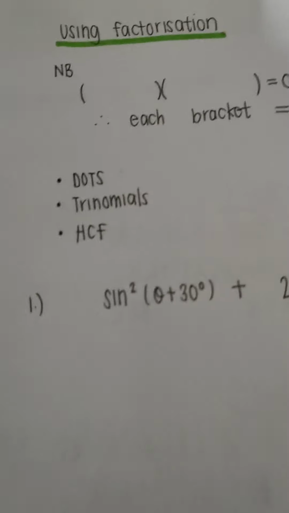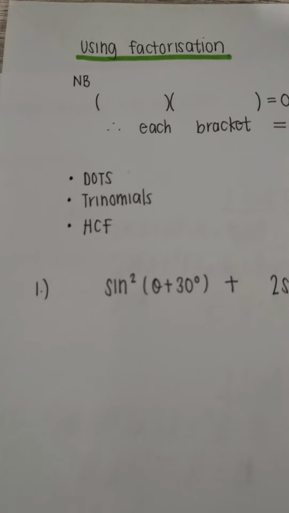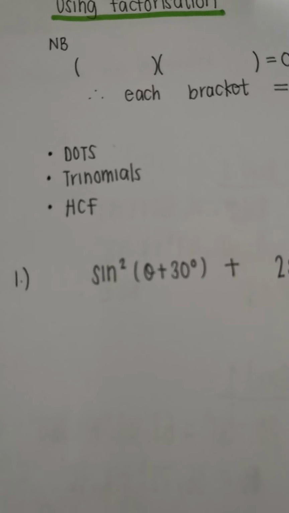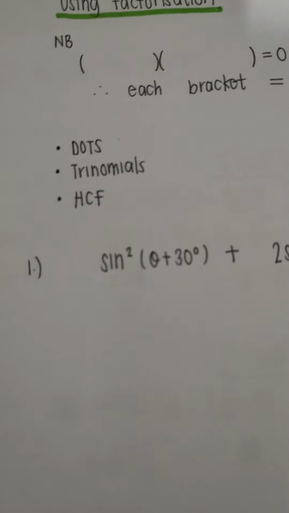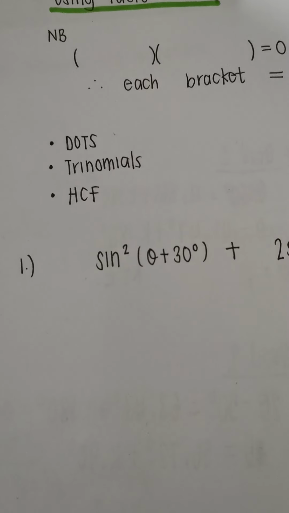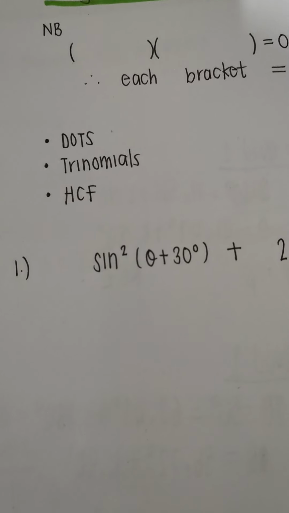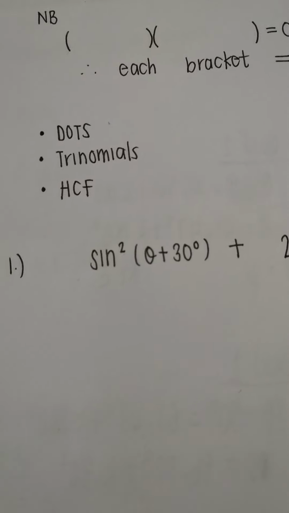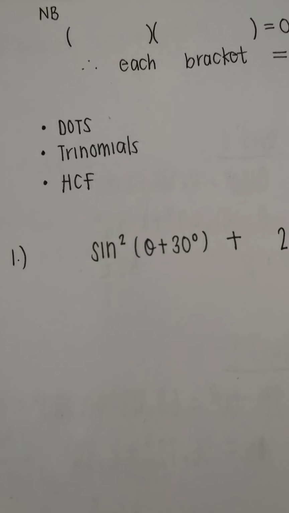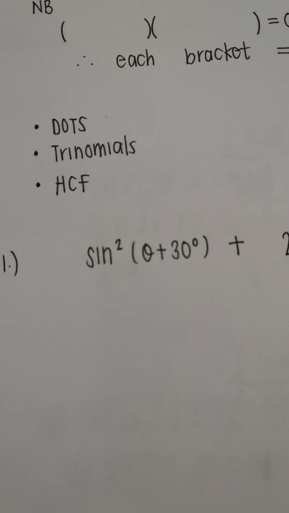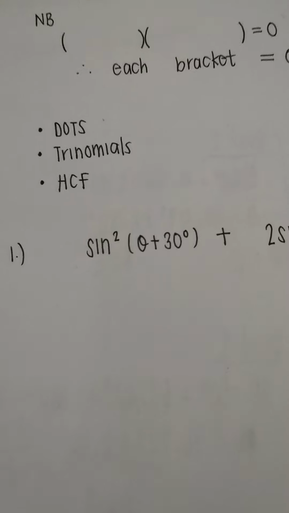Right. Quick recap, what are the types of factorization that we most commonly test? Difference of two squares, trinomials, and highest common factor. And in between all of that, we have the hidden identity sine squared plus cos squared equals 1. So be alert and quite aware of something like that.